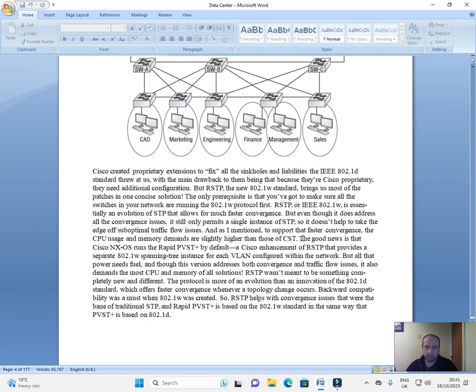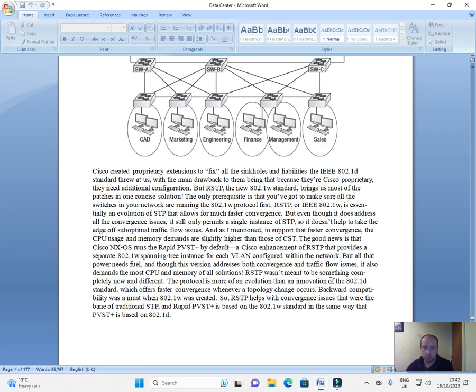And as I mentioned, to support the faster convergence, the CPU usage and memory demands are slightly higher than those of CST. The good news is that Cisco NX-OS runs Rapid PVST by default, a Cisco enhancement of RSTP that provides a separate 802.1w spanning tree instance for each VLAN configured within the network. But all that power needs fuel, and though this version addresses both convergence and traffic flow issues, it also demands the most CPU and memory of all solutions.